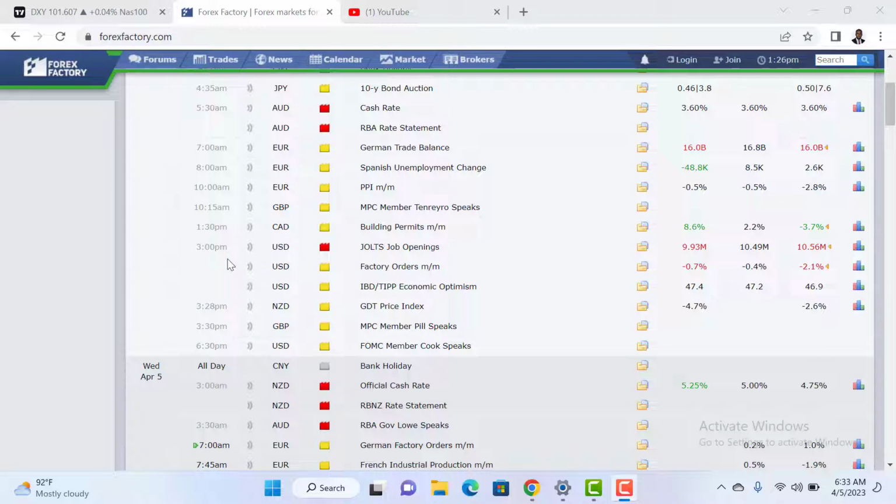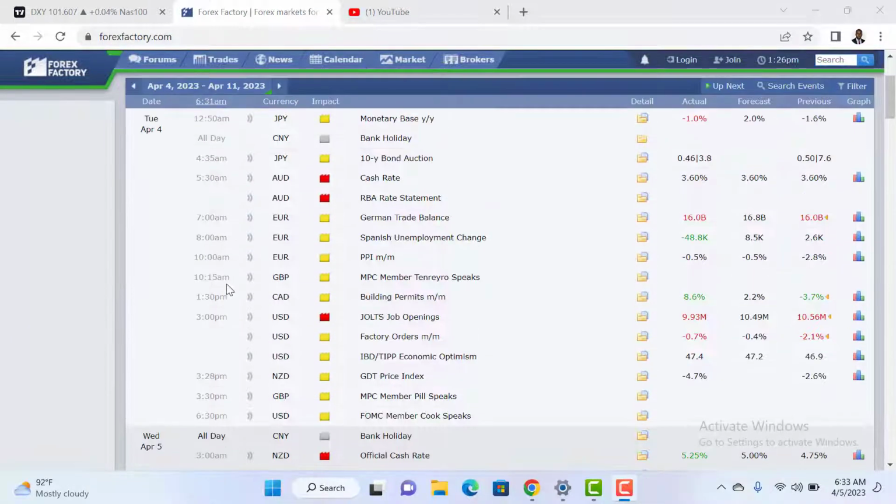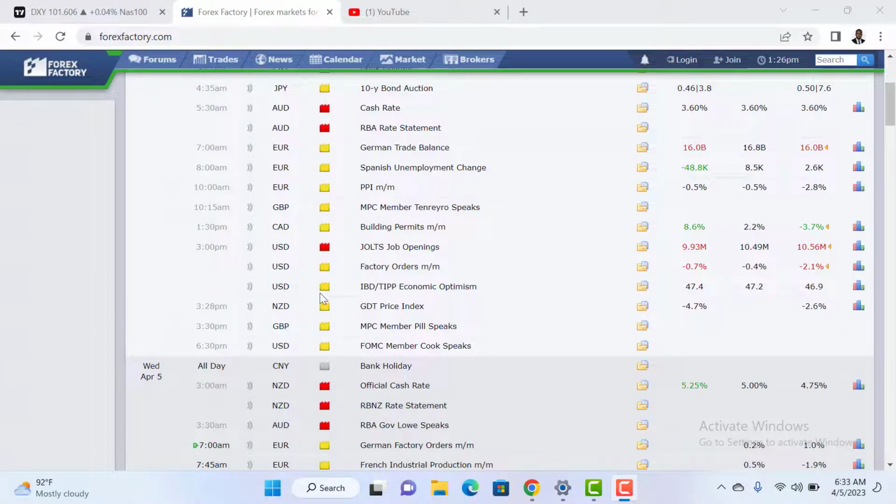GMT+1. So make sure you convert this to your local time wherever you are watching this in the world. Just check the economic calendar, set the time to your current local time, and check what this is in your own time. These are the only news events we're expecting today. The dollar and the AUD are the two assets with high impact news.